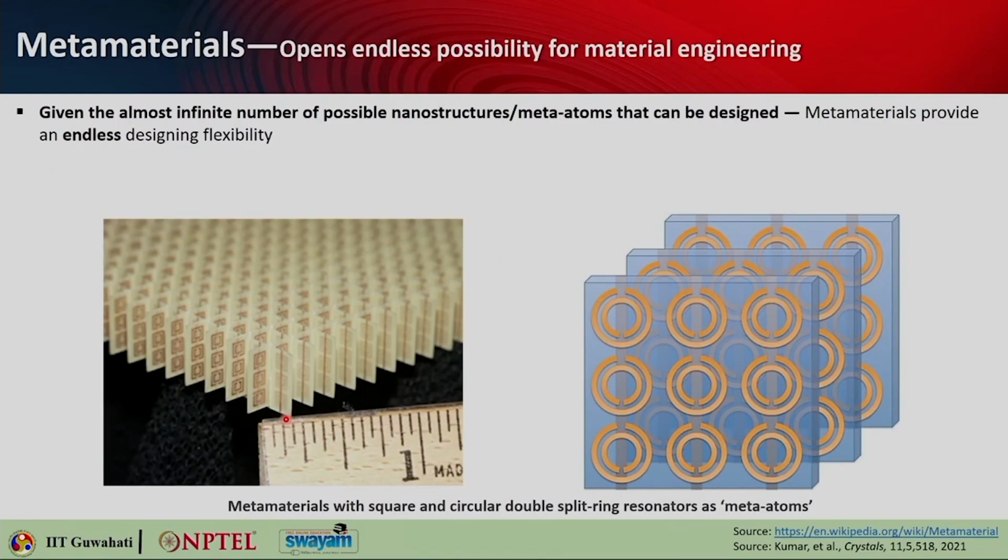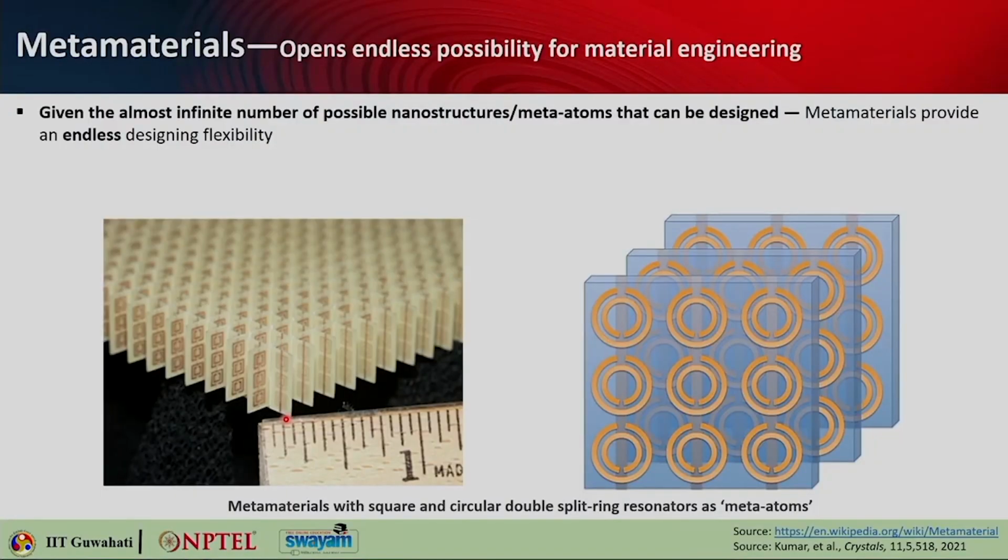So how many possibilities do we have now? How many constituent meta atoms can you think of? 500, 1000, 1 lakh? It's infinite. Using normal materials, you can design any shape, any structure, any nanostructure that can actually work as a meta atom. So you can think of almost infinite possibilities of nanostructures or meta atoms that can be designed. So that many metamaterials can be designed in practice.